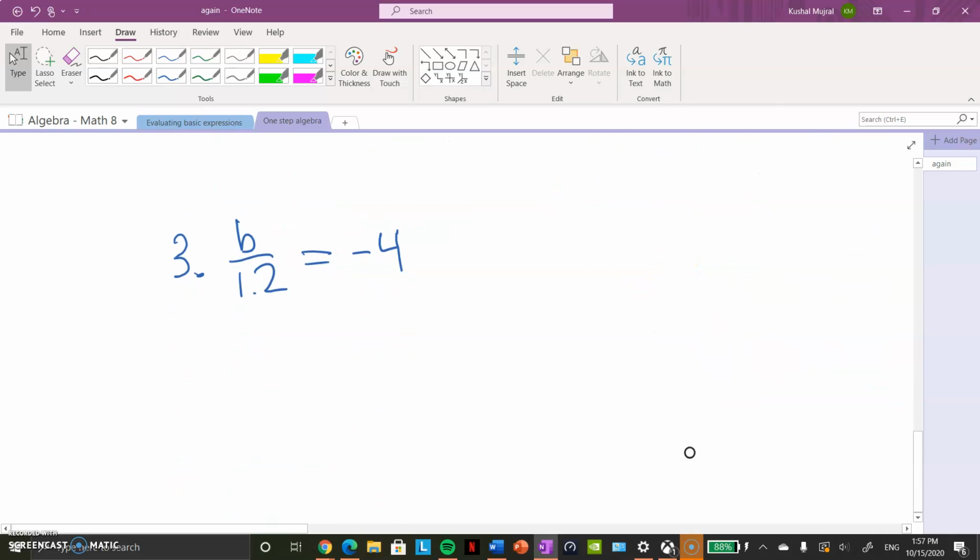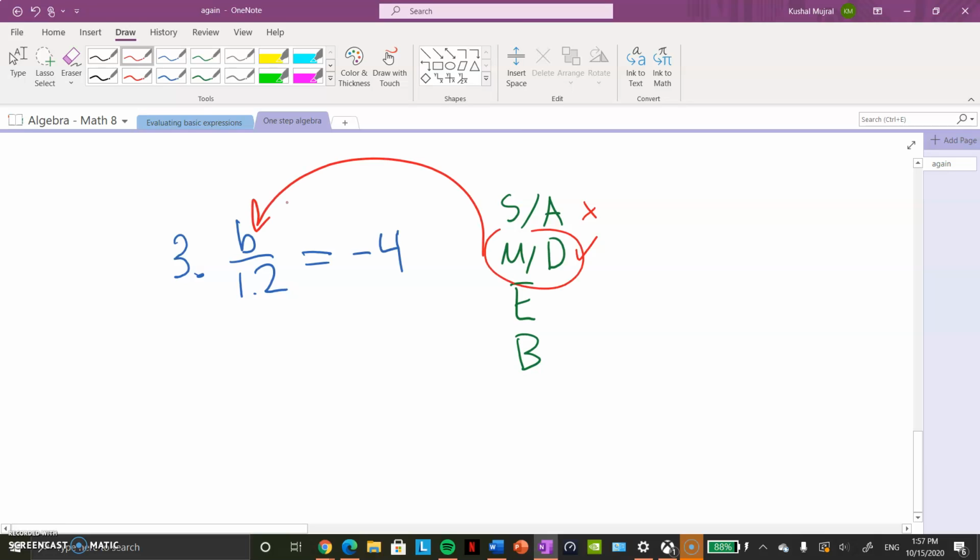b over 1.2 equals negative 4. So, first thing we're going to do is we're going to write SADMEB. Okay, so let's take a look. Are there any subtractions or additions? No, there aren't. Is there multiplication slash division? Yes, there is. So when I'm talking about this, I'm talking directly about this b over 1.2. We're looking at the variable, because this is the same as b divided by 1.2 equals negative 4, right?